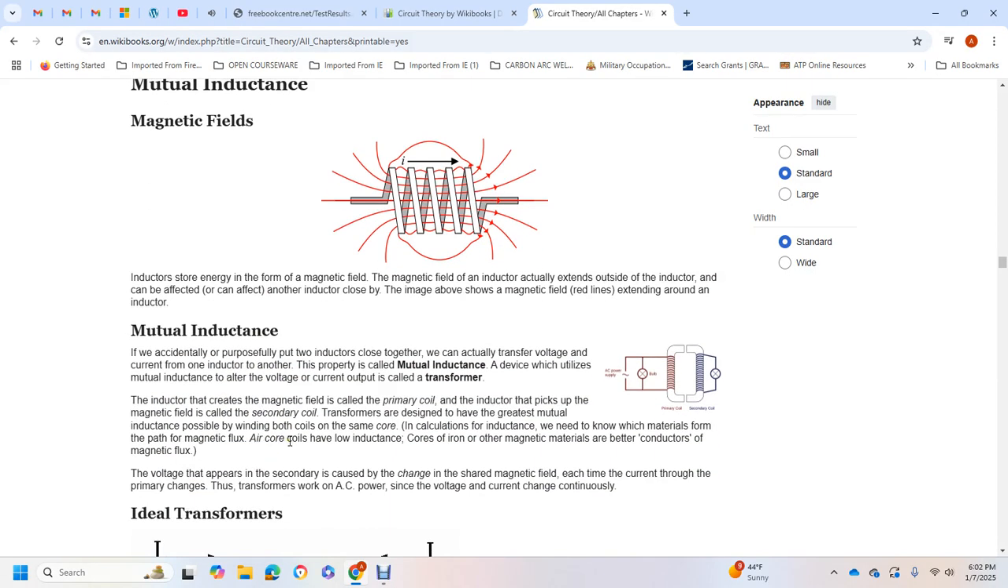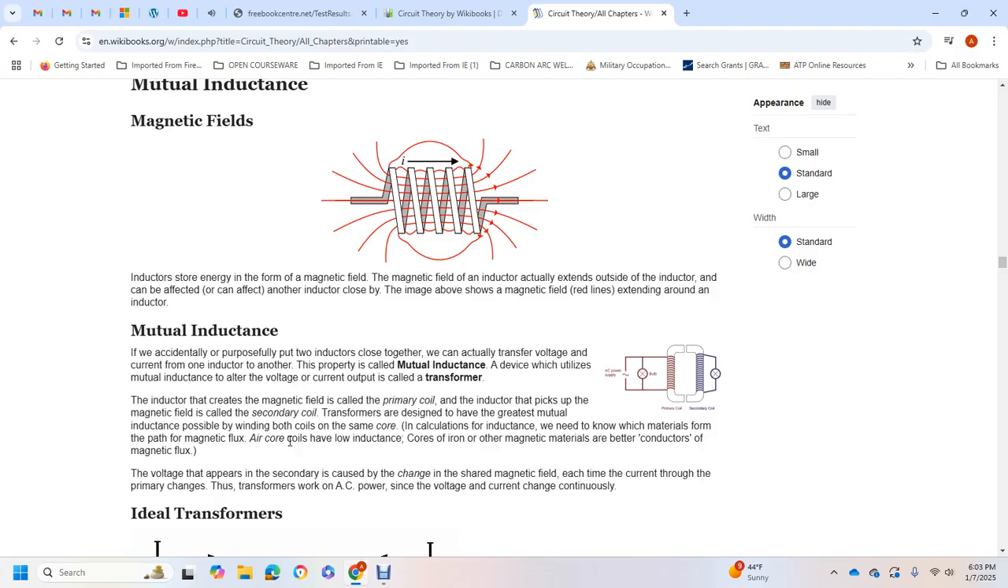Mutual inductance occurs when two inductors are close together. They actually transfer voltage and current from one inductor to another. This is a property of mutual inductance. A device that utilizes mutual inductance to alter the voltage and current output is called a transformer. The inductor that creates the magnetic field is called the primary coil, and the inductor that picks up the magnetic field is called the secondary coil. In the transformer design, a greater mutual inductance between both coils is desired.